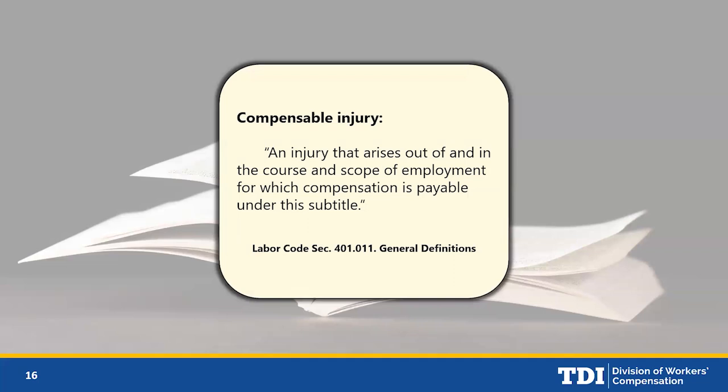Now let's do a little bit of higher intensity workout looking into what makes an injury compensable, meaning it's covered. That makes the insurance company liable for payment for the two benefits we talked about. So when we say compensable, we mean an injury or illness that arises out of and in the course and scope of employment. This is defined in the general definitions part of the Labor Code, which is the laws for workers' compensation in Texas. So 401.011 provides a lot of definition, including what is a compensable injury.